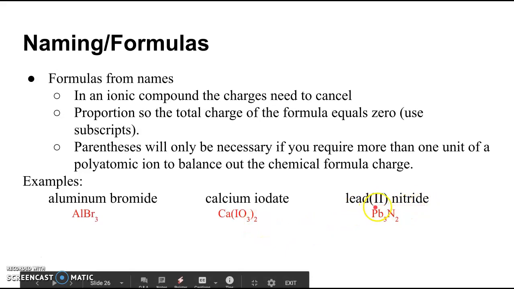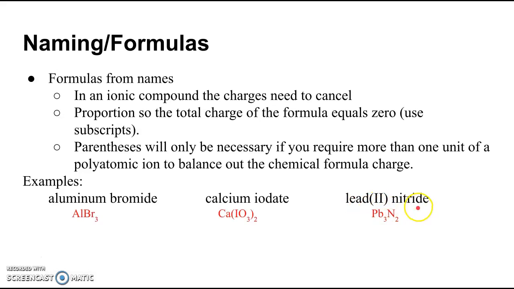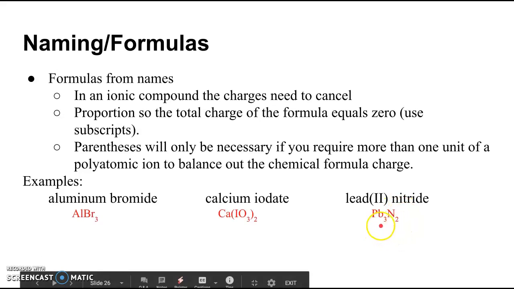Lead 2 nitride. The Roman numeral 2 tells you that lead is a +2 charge. Nitride is just N with a -3 charge. So we want to get +6 and -6 to cancel out. So 3 +2s and 2 -3s make it add up to 0. So there's your subscripts.